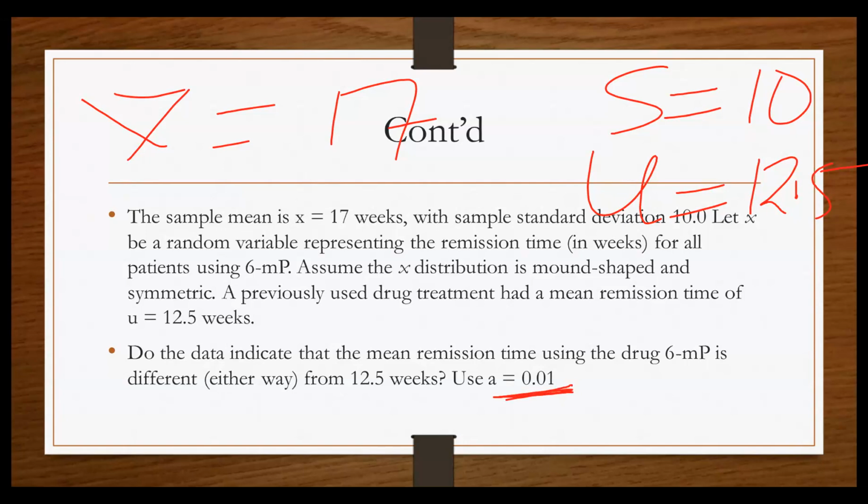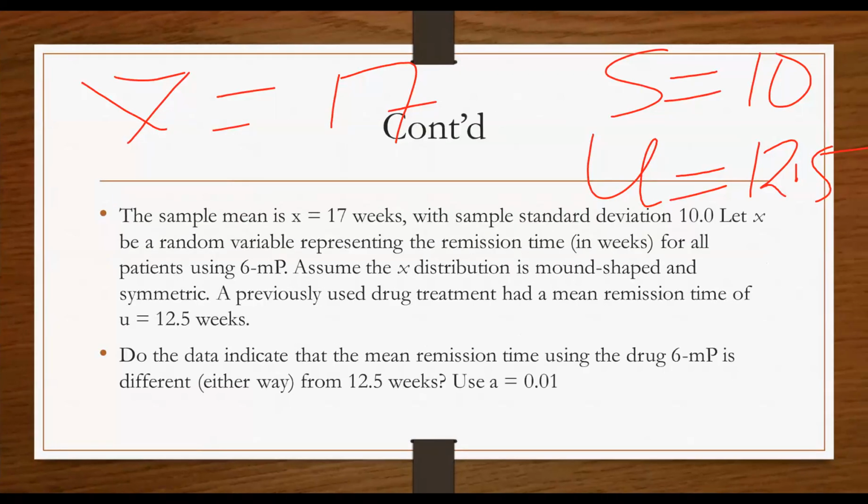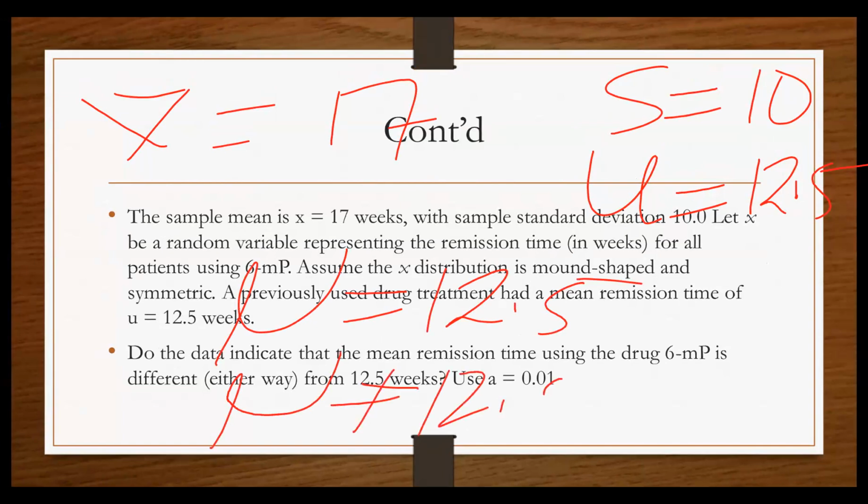Does the data indicate that the remission time using the drug is different? Yes or no? So you believe that the time is more. You use your alpha, which is equal to 0.01, in this case. So your mu is equal to 12.5. First we state the null hypothesis, then the alternative: mu is not equal to 12.5. That means this is a double tail.